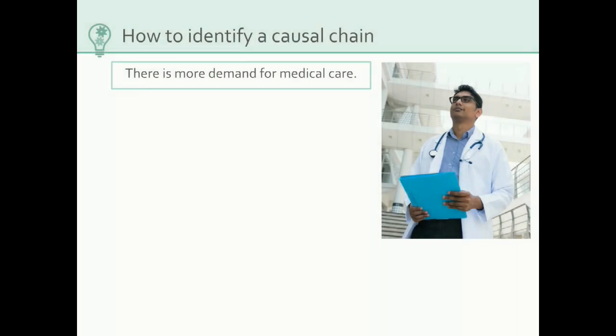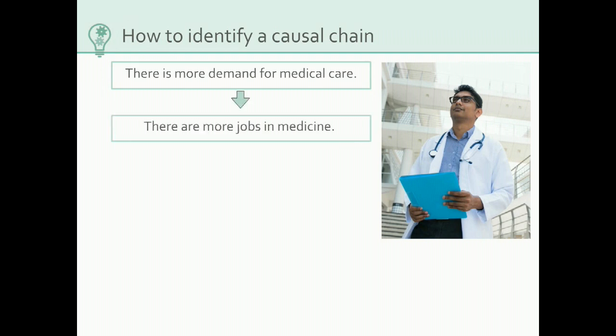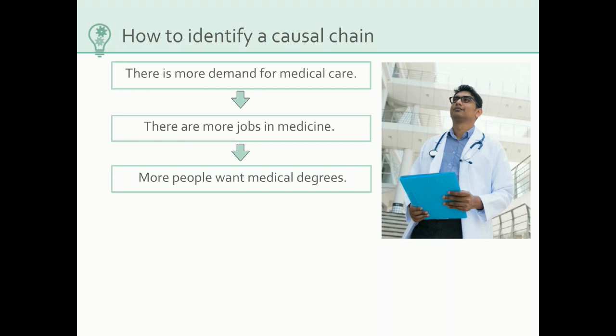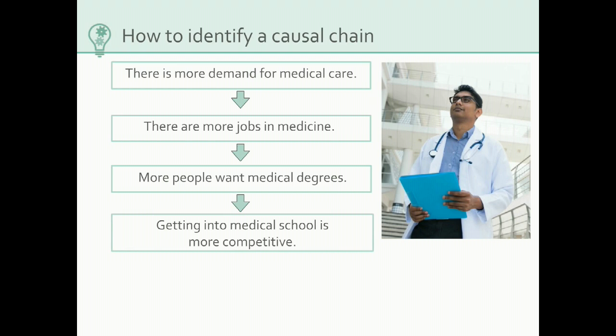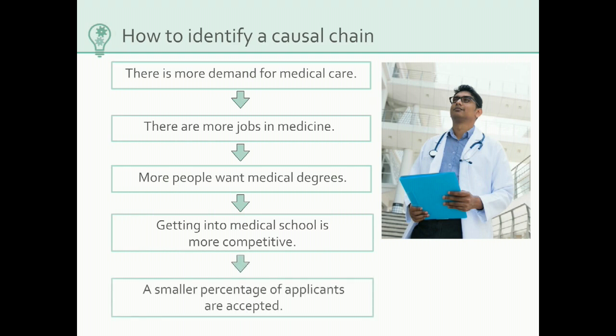Let's look at an example. Right now, the demand for medical care is growing. In turn, companies are hiring more medical workers, such as doctors and nurses. Because of this job growth, more students want to get medical degrees. As a result, more people are applying to medical school. This means there is more competition. Finally, because there is more competition, the medical school's acceptance rates will go down.